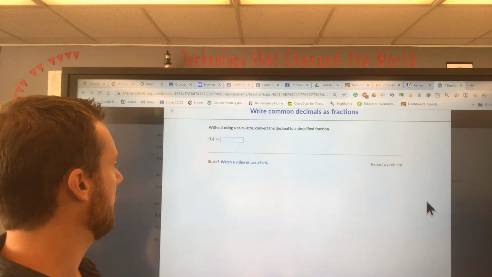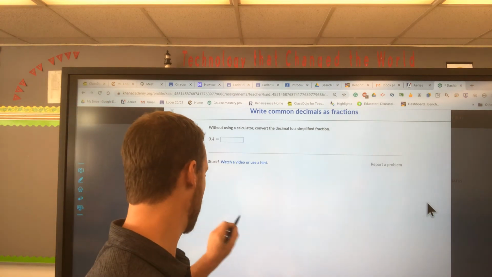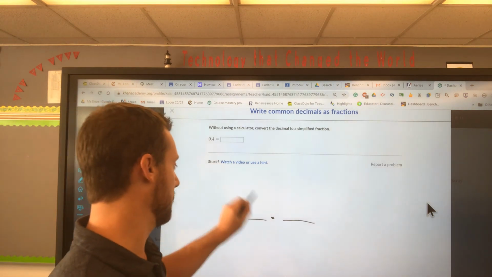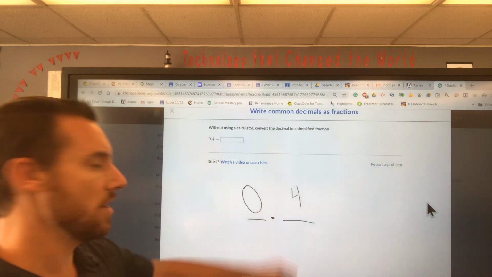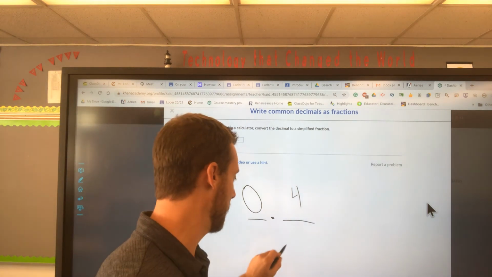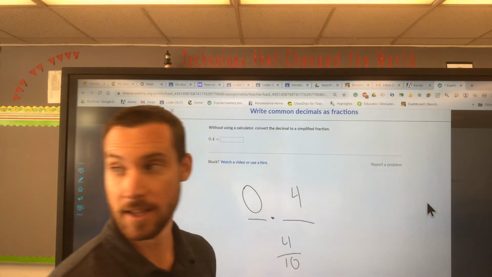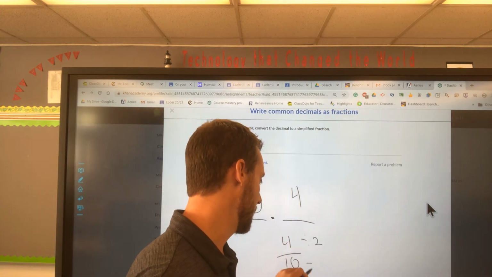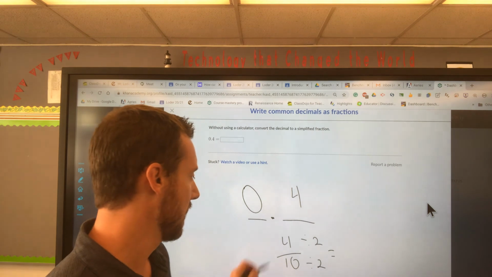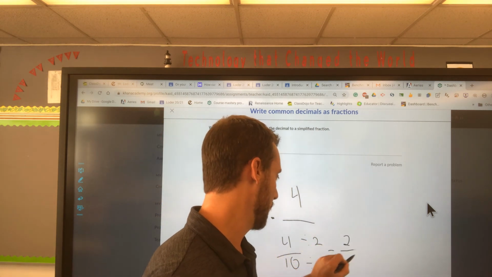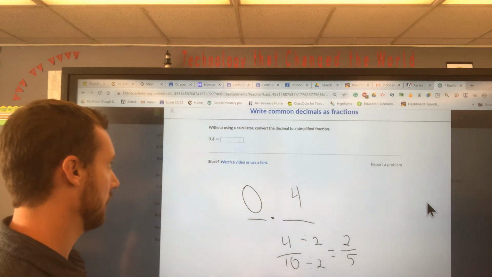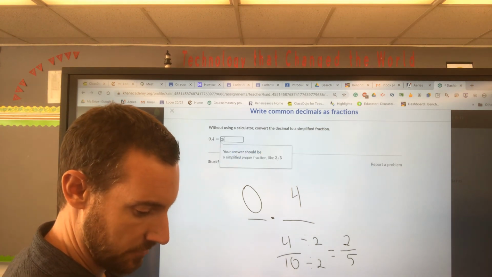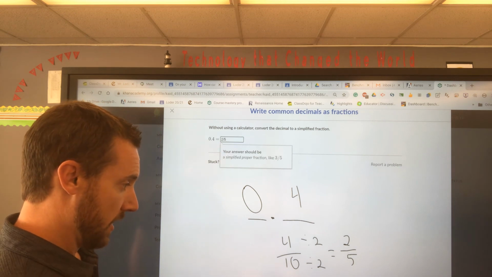Okay, so we make our value chart. We input our number. This one is 0.4. That 4 ends in the tenths place, so we put 4 over 10. And then we ask ourselves, can we divide top and bottom by the same number? We can. We can divide it by 2. And that gives me 2 over 5. So we put our 2/5 up here. We hit check, and we get it correct.